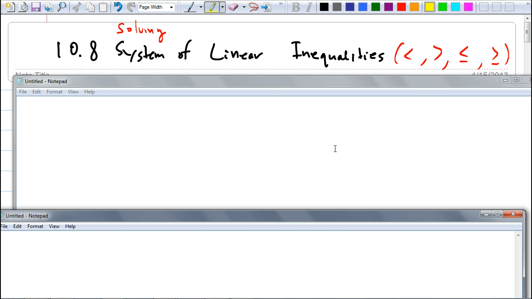Okay? By the way, you guys remember what inequalities are? They have these symbols, right? Less than, greater than. But mathematically, less than, greater than, less than or equal to, greater than or equal to, instead of the equal sign. So if you have these instead of an equal sign, that's what makes it an inequality.